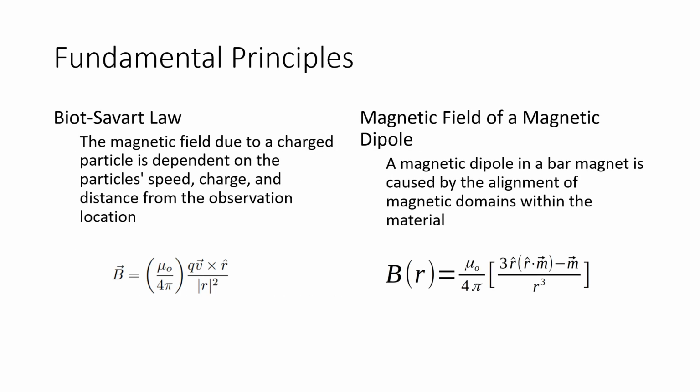These are some of the fundamental physics principles that we use. First would be the Biot-Savart law, which says the magnetic field due to a charged particle is dependent on the particle's speed, charge, and distance from the observation location. The second fundamental principle is the magnetic field of a magnetic dipole. A magnetic dipole on a bar magnet is caused by the alignment of magnetic domains within the material. And these are both the formulas that we would have to use.